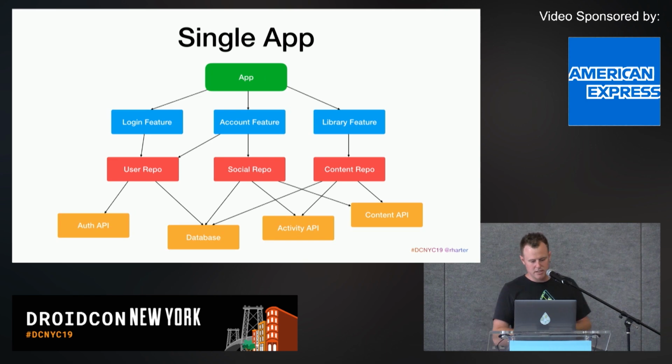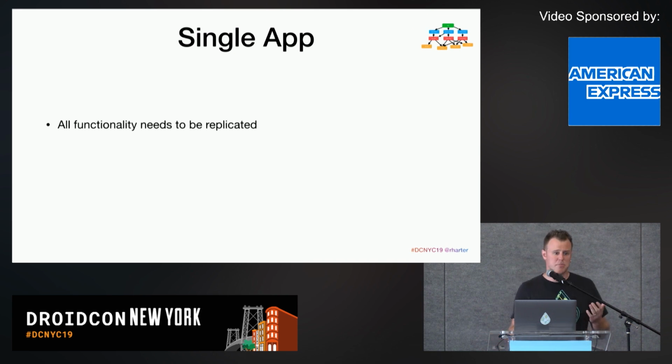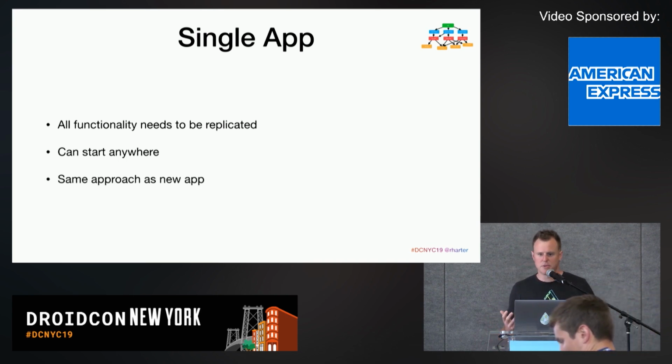So we'll start with the single app. You want to port to other platforms. You only have an Android app at this point. So this is really like the easiest scenario. All of the functionality needs to be replicated on the other platform. But it's nice because you can really start anywhere. It doesn't really matter. You don't have the baggage of another platform that you're trying to update or anything like that. And so this is really similar to if you're just going to make a new app.